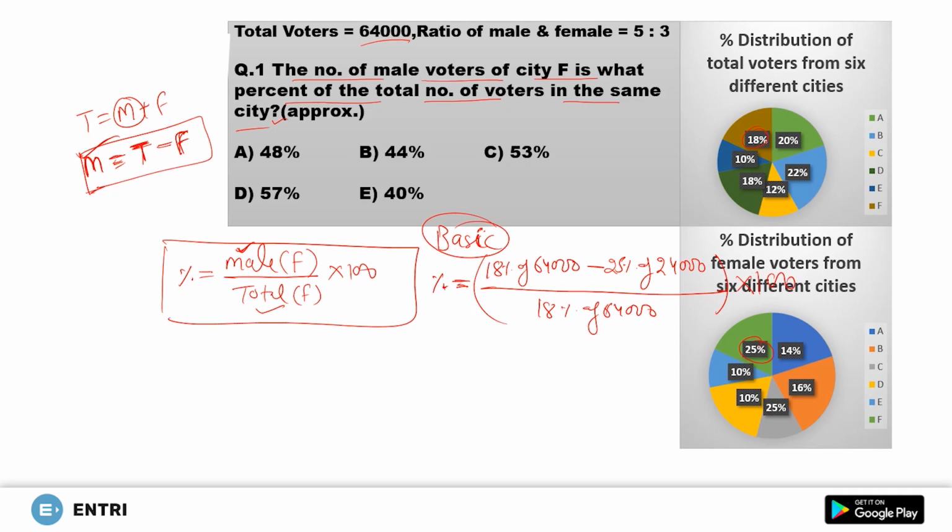But in the exam, you do not have that much time to solve this question by using this method. So you need to have a smart approach. So what is that smart approach? So let's see.